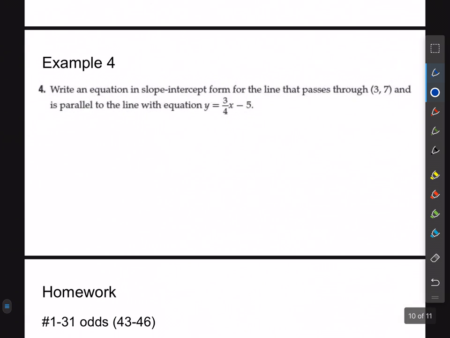So example 4 says, write an equation in slope-intercept form for the line that passes through (3, 7) and is parallel to the line with the equation y equals 3/4 x minus 5. Real quick, guys, last one here, hang with me. This is y is equal to, I know that if it's parallel, my slope would have to be the same. So I'd have to say 3/4 x, but the y-intercept is not the same. So that's what we're really trying to find. So we can say plus b.